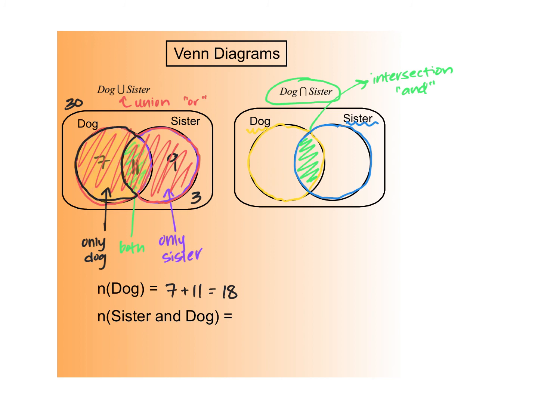If we want to know the number of people that have a sister and dog, we're looking at just the intersection. That would be 11 people. This N out in front represents number. We're looking for the number of people in each of those sets, in each of those parts of our Venn diagram.